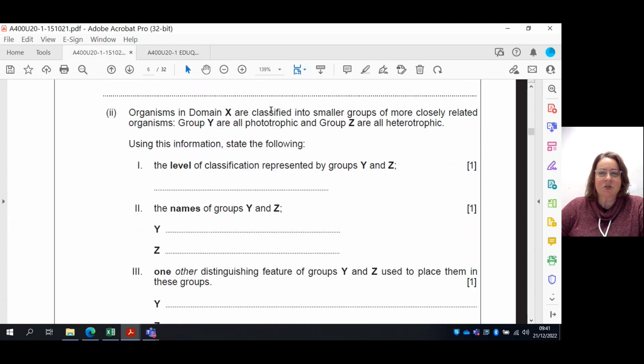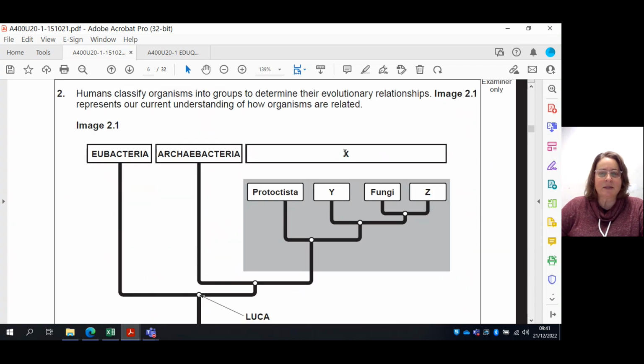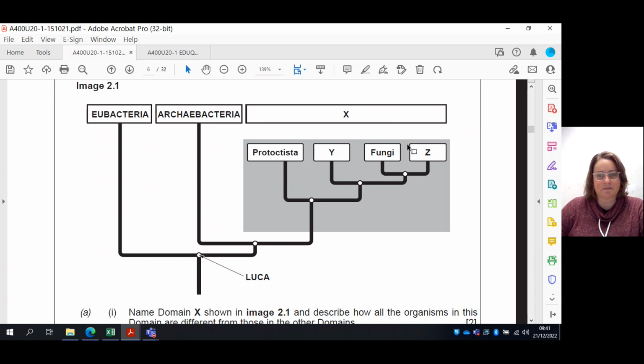In domain X, you have got other groups Y and Z, and it gives you a lovely bit of information there. Group Y are phototrophic and group Z are heterotrophic. First thing is identifying, giving the names. So the first question is the level of classification. That's for you to click in. You have had your 3 domains. Now you need your 5 kingdoms.